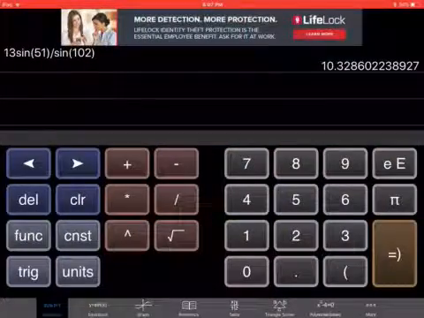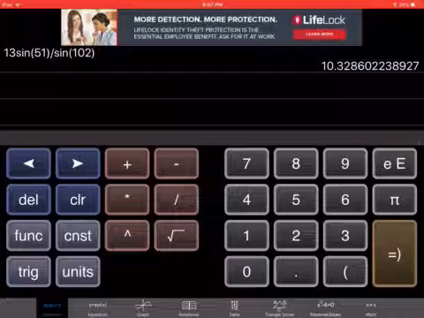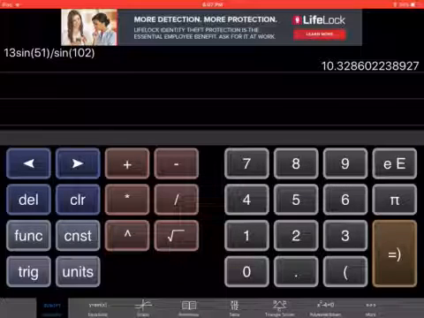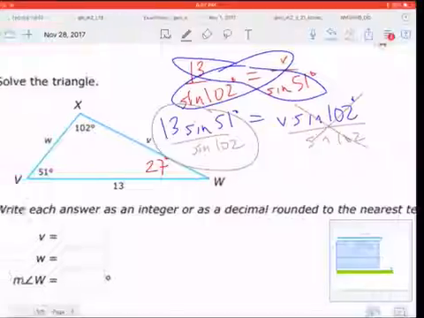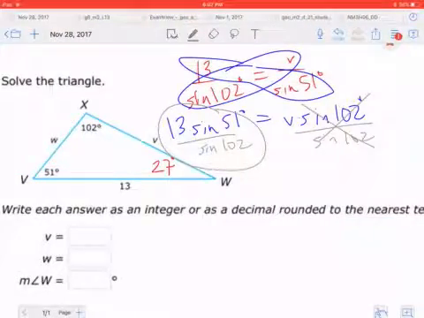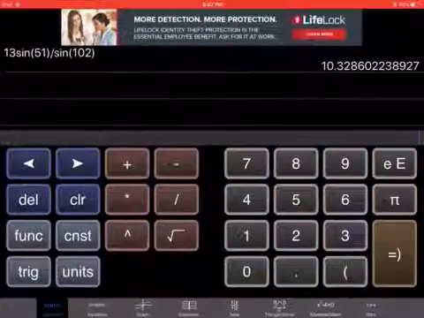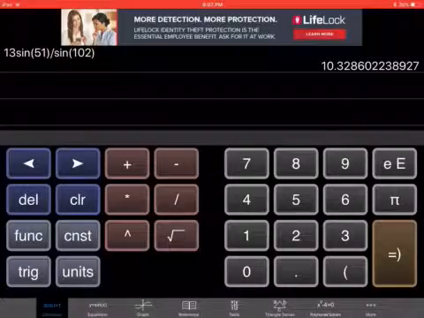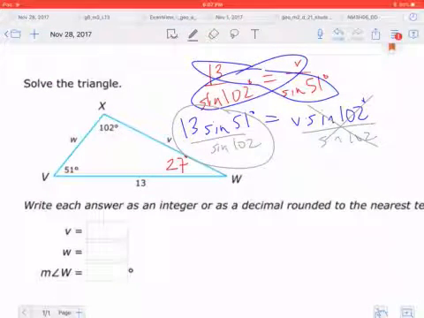Yep. So that answer, notice I put everything in all at once rather than messing up and rounding. So they want us to round to the nearest tenth. So that is 10.3. That was V, 10.3.